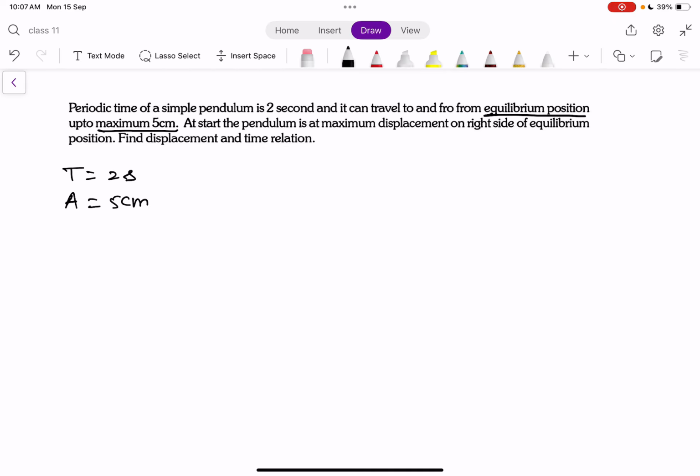At the start, the pendulum is at maximum displacement on the right side of the equilibrium position. Let's say this is our origin, that is the equilibrium position. This is the right extreme, this is the left extreme. So our particle is at t equals 0. The displacement of the particle is a, x equals a. From mean position to extreme position, this displacement is the amplitude a.